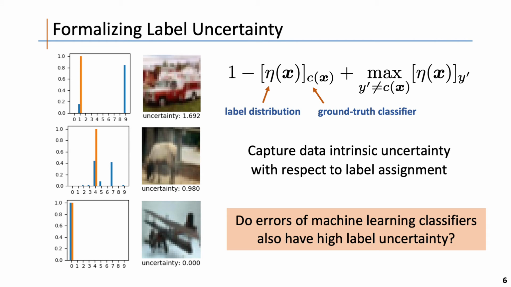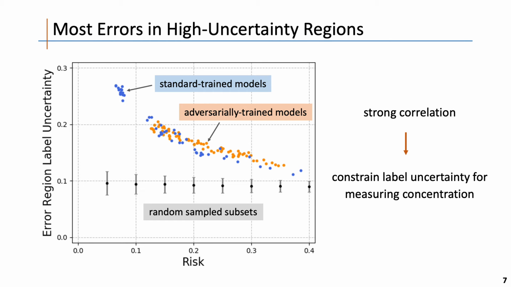We hypothesize that images with higher label uncertainty are more likely to be misclassified as errors for machine learning models as well. We conduct experiments on CIFAR10 to test these hypotheses, where we compute the error region label uncertainty and the risk for classifiers trained using different model architectures and learning methods. Error region label uncertainty stands for the average uncertainty level for all the misclassified inputs.